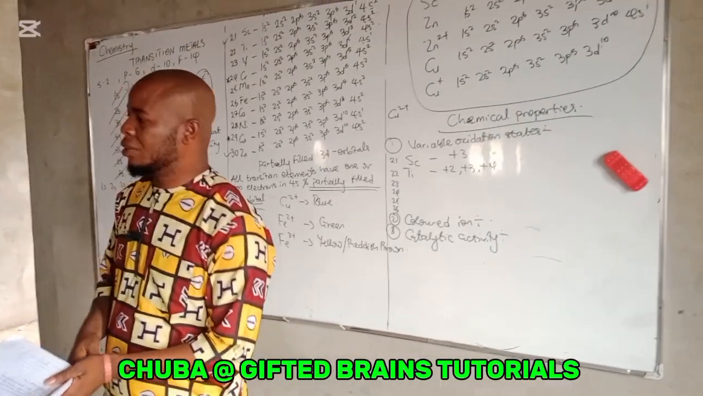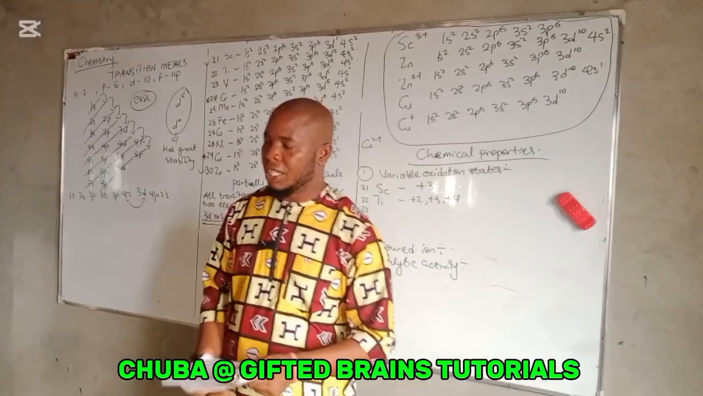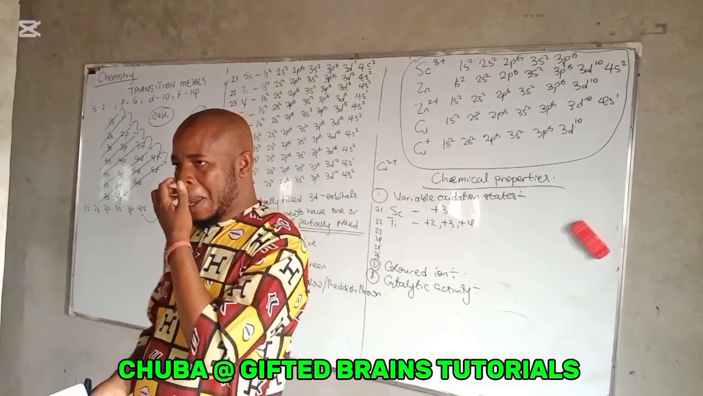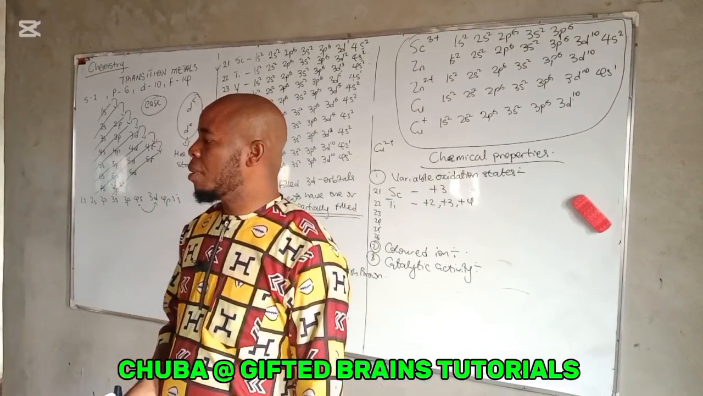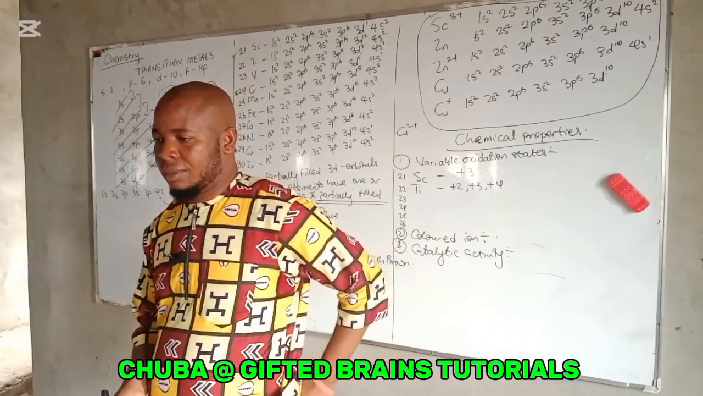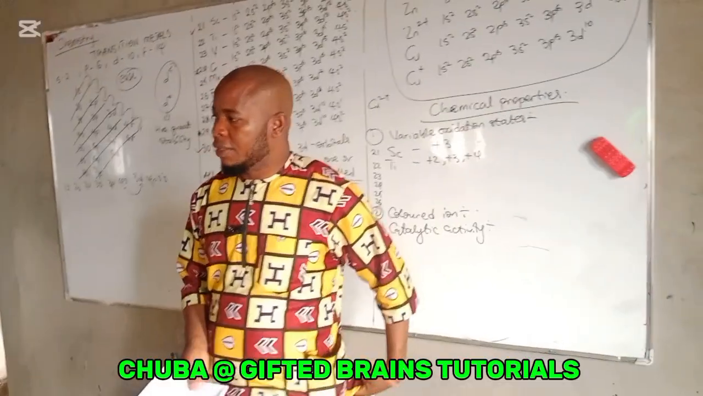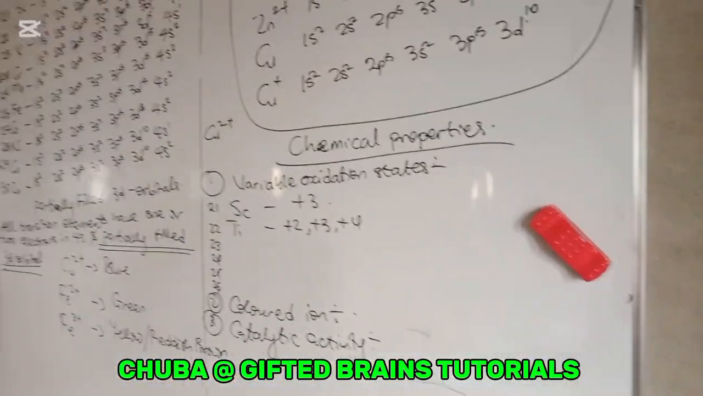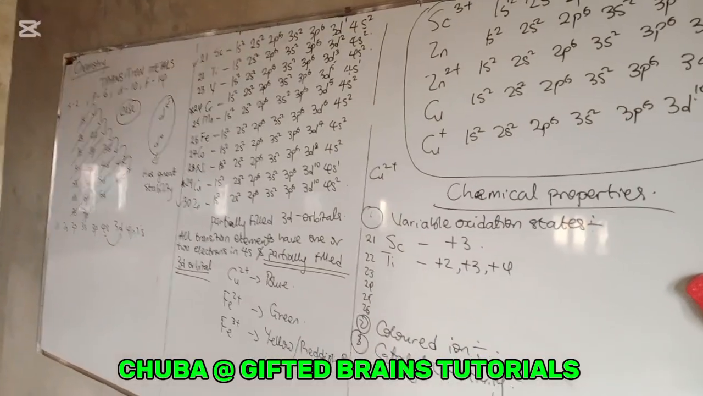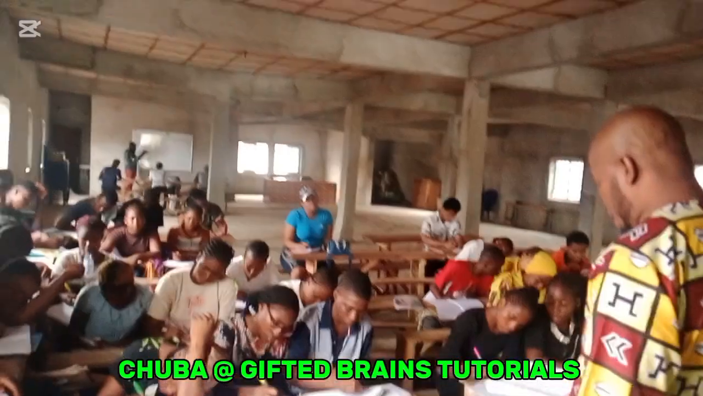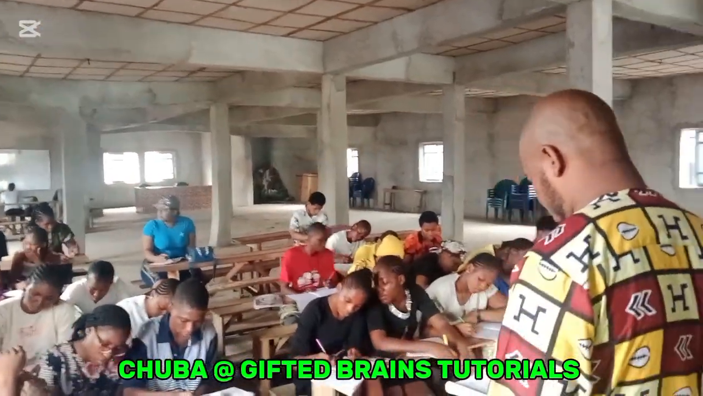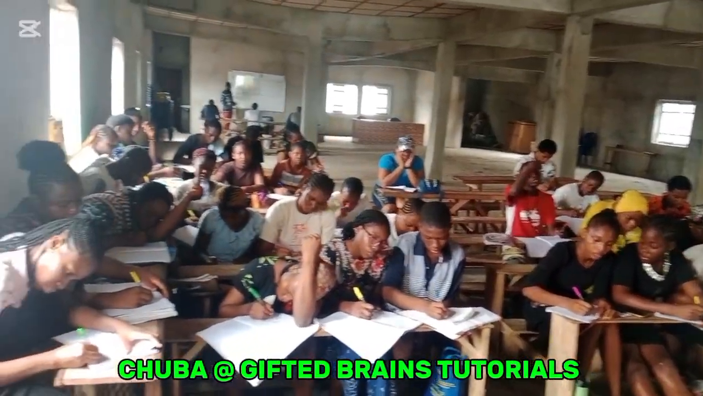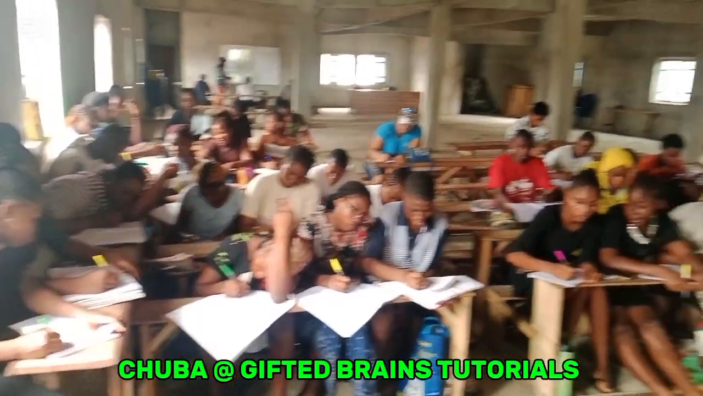The ease with which transition metals change their oxidation state, written, is due to the availability of partially filled 3d orbitals.